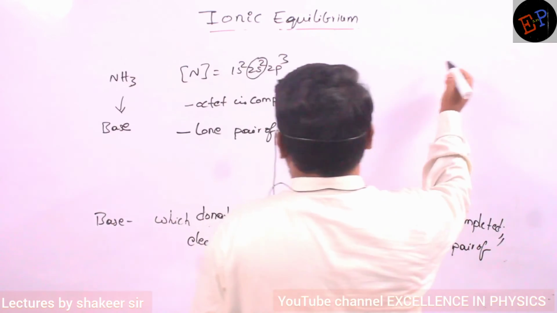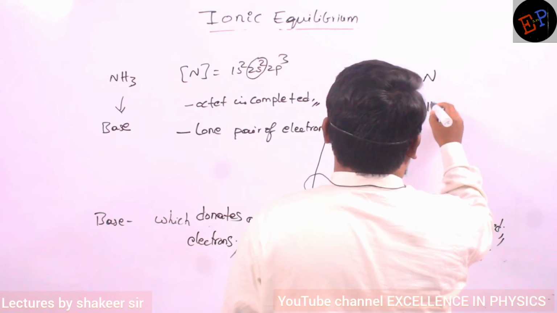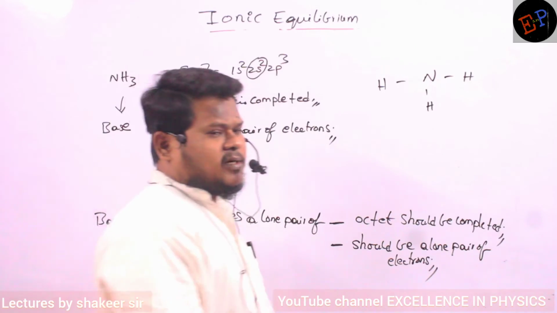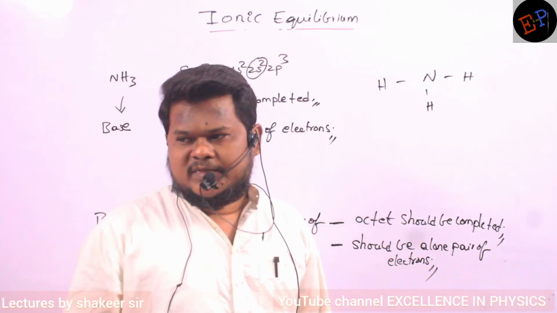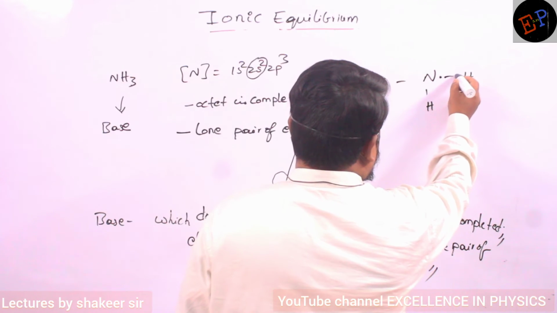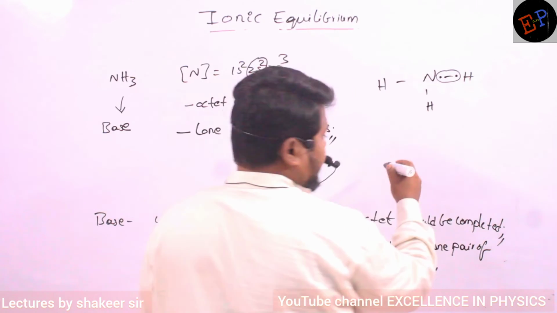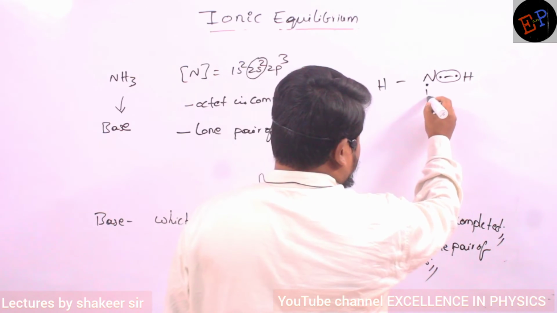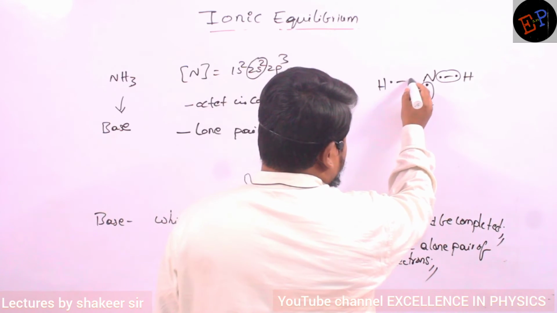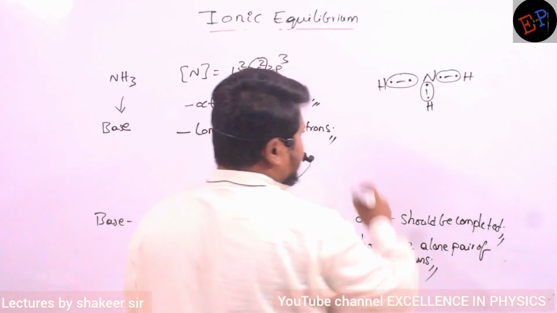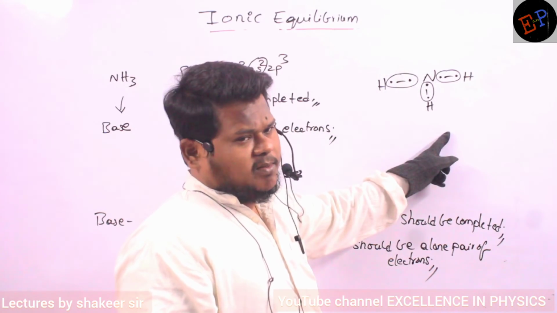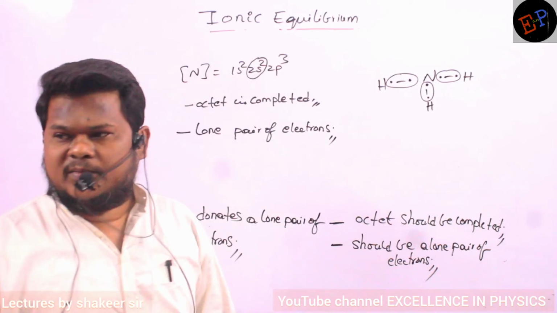So this is the structure I can draw, a single bond with all the 3 hydrogen atoms. Here there is 1 electron, here there is 1 electron, so both of them are getting shared. Here there is an electron, here there is one more electron, these 2 are getting shared with each other. Here also, these 2 are getting shared with each other. So the total octet of nitrogen is completed, so it has become stable. Are you able to understand?